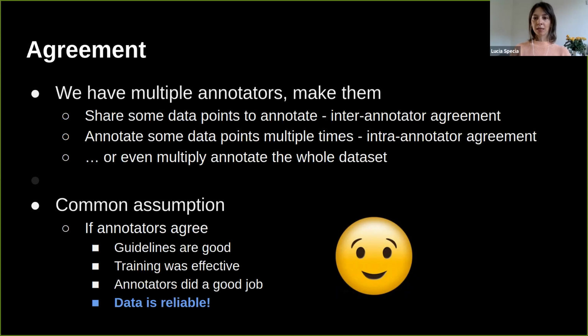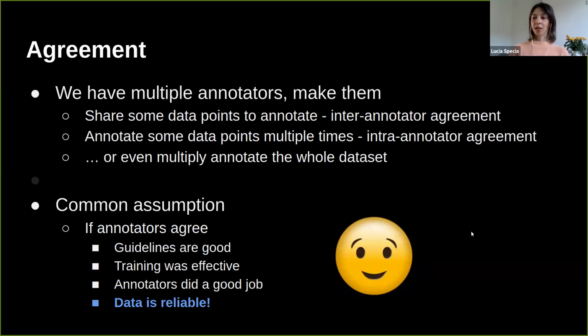This is obviously based on the assumption that we will have multiple annotators, at least for a sample of the data. Therefore we can make them annotate a subset of the same data points, and then we can measure inter-annotator agreement. We can obviously also make the same annotator annotate the same data points more than once, and in that case, we can measure intra-annotator agreement. And if we have the resources, obviously we can get them to annotate the entire data set, but this is generally not the case. And this is a point I'm going to go back to towards the end.